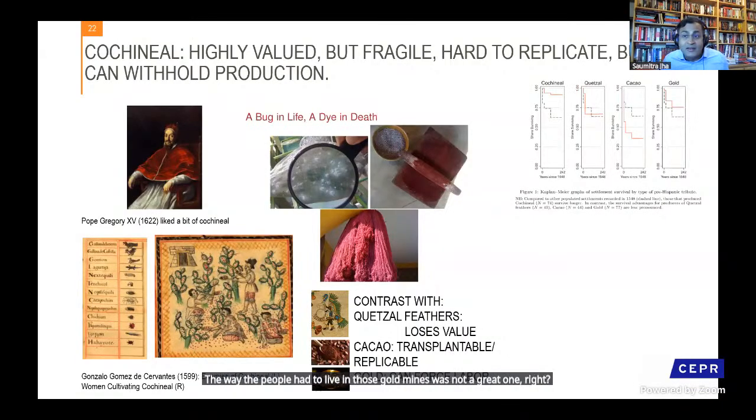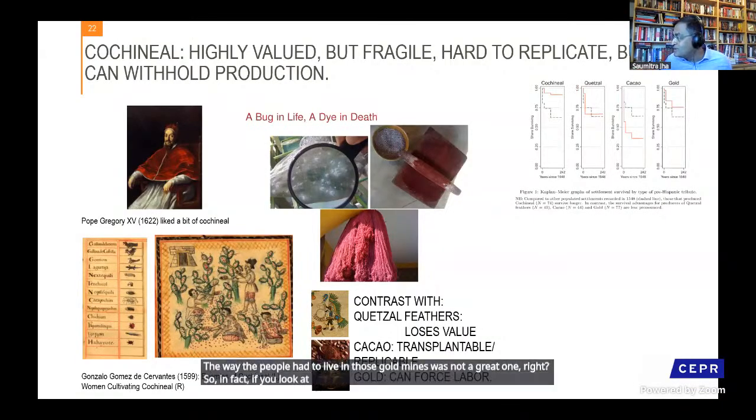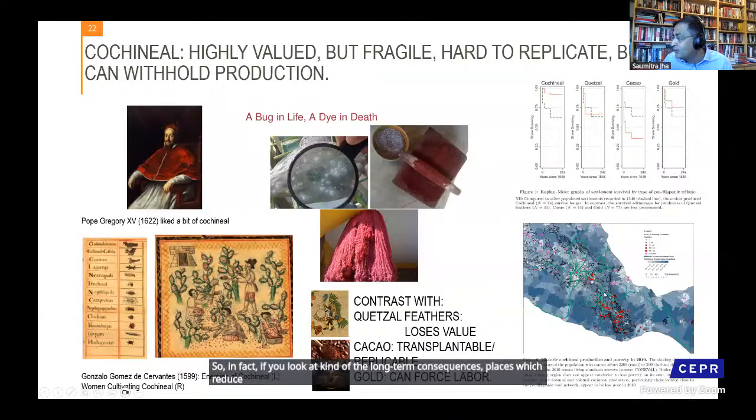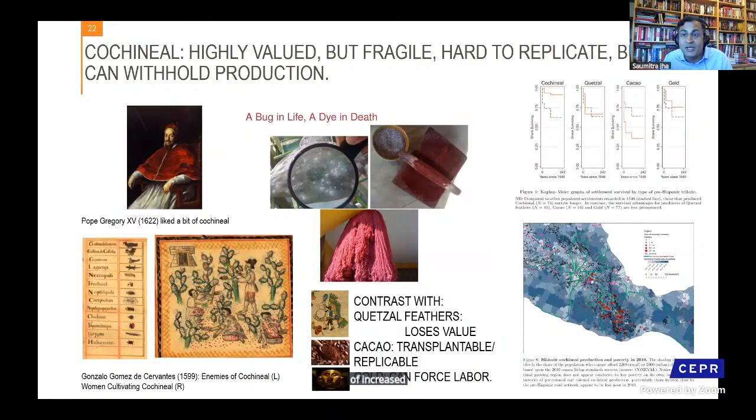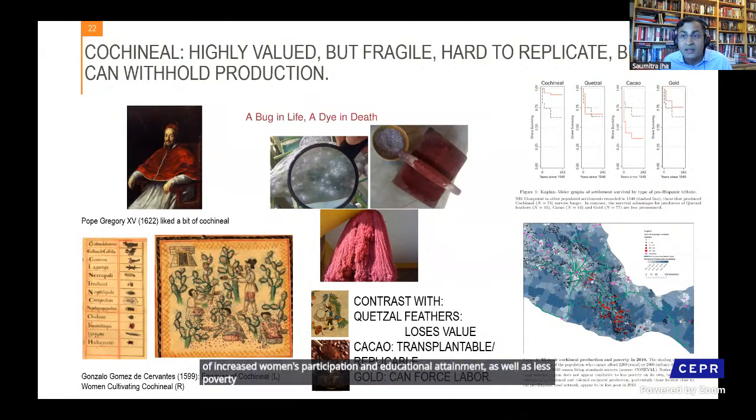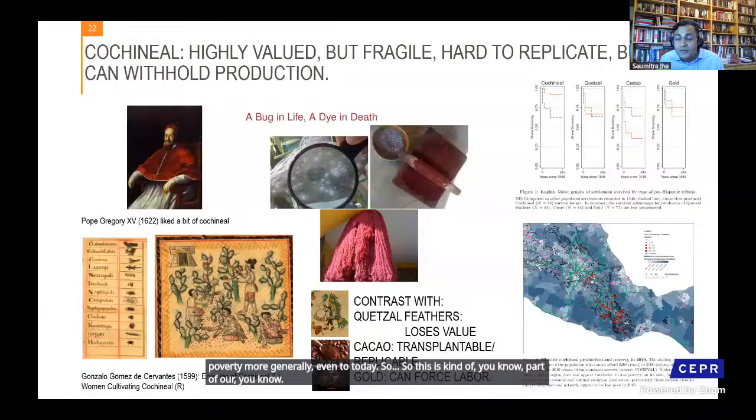In fact, if you look at the long-term consequences, places which produce cochineal actually show increased women's participation and educational attainment, as well as less poverty more generally, even to today. So this is part of the theme to understand how complementarities can affect these things. It's also a backdrop to the RCT that I'm now going to present the results of.